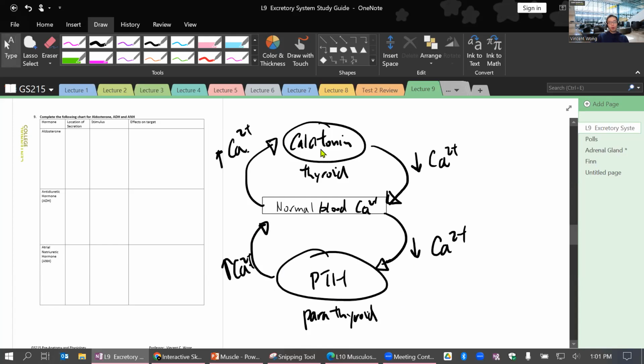We will learn one more set later on. It's insulin and glucagon. We will learn that next time.